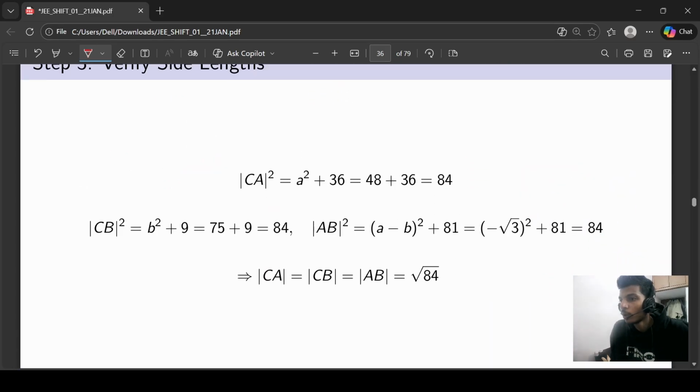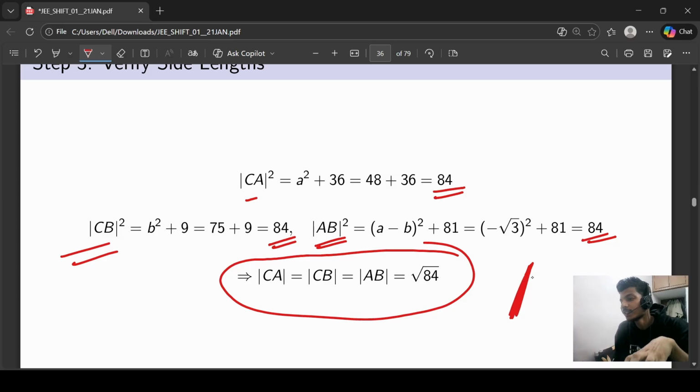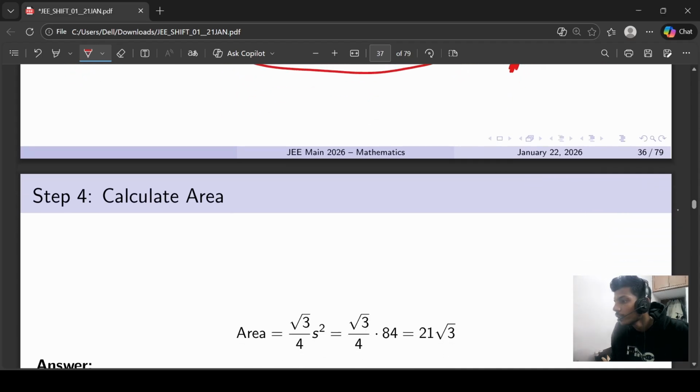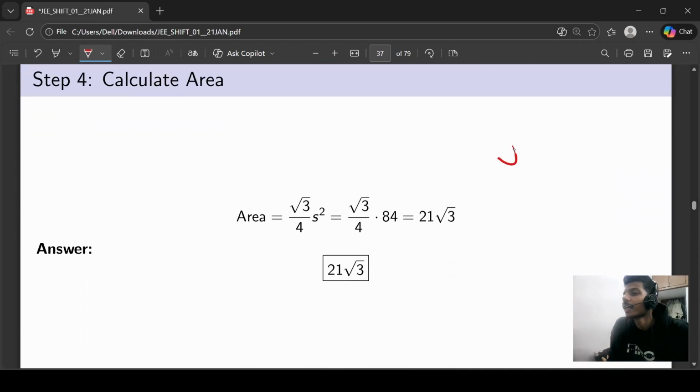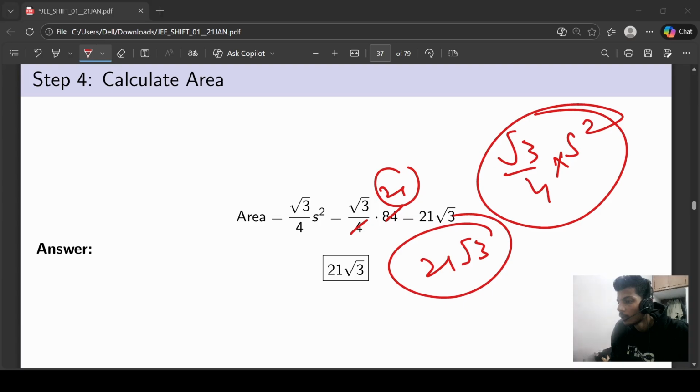Okay, so the square of the length CA will come 84, simply the square of the length CB will come 84, simply the square of the length AB will come 84, and I know they are all equal to under root of 84. This is simply the length of a side of an equilateral triangle, all equal to root of 84. We know that the area of an equilateral triangle is simply root 3 by 4 into side square, right? We simply put side square as 84, getting it out is simply 21 into under root of 3.